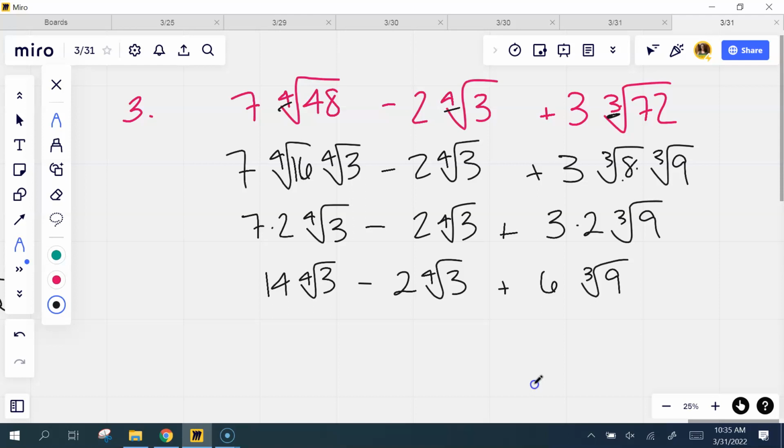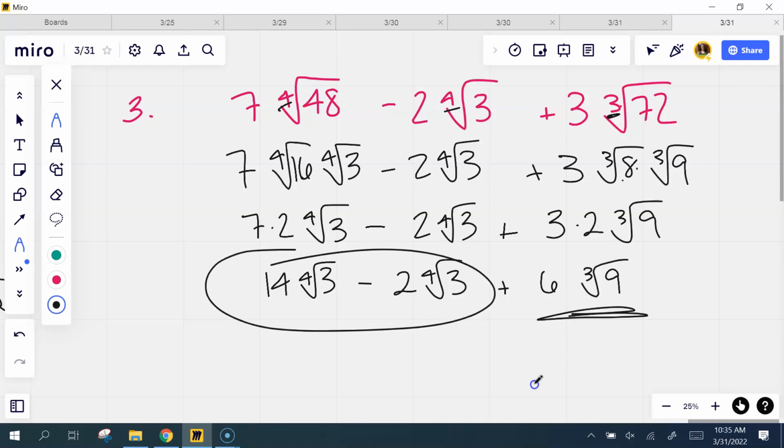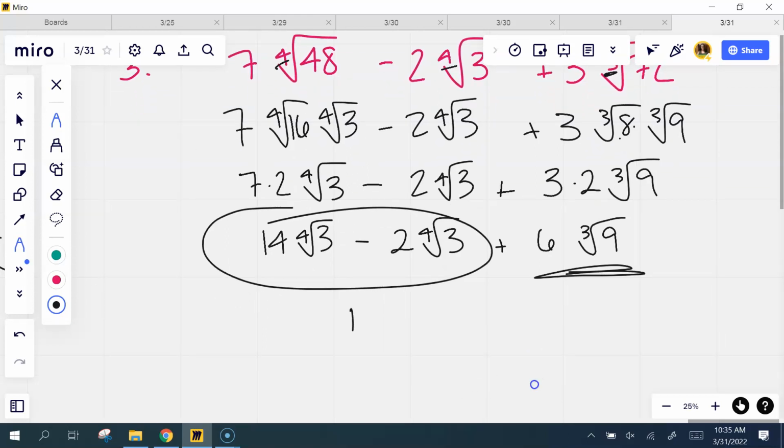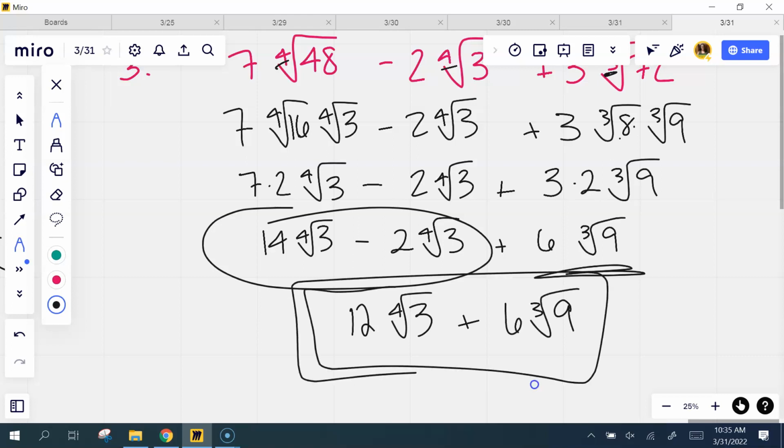Can I just do all the coefficients now? No, why? That one doesn't go. It doesn't belong, so it's got to just stay. But I can combine these two because they are like radicals. So 14 minus 2. And if you can't combine it, write it and keep it there. So there's the final answer. That makes sense.